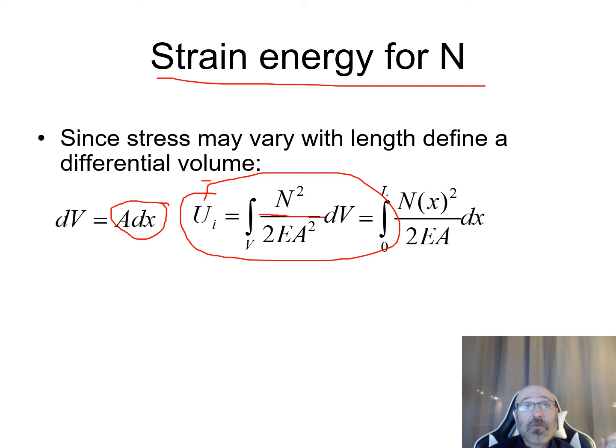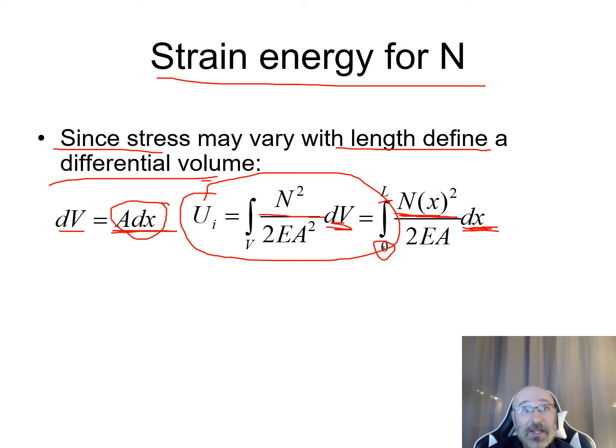We can change this around a little bit, and since it was A dx, this is now going over the length. So this is the integral over the length from 0 to the total length L. Now this is again dependent on the x direction, N of x, wherever you're moving along that length, squared all over 2EA dx. So rather than dV, this is now dx. Rather than volume, we're dealing with our length term. And this again is because the stresses are going to vary with length.